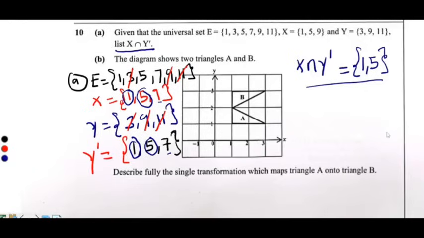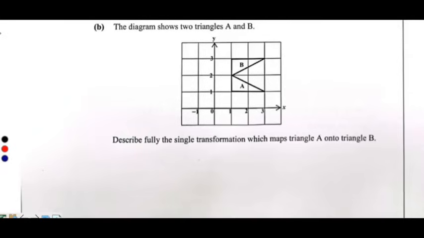Let us now move on to question B. The diagram shows two triangles A and B. So we have triangle A, which is looking like this, right here. I don't know if you're able to see it. Then we also have triangle B, which is looking like this. The question is, describe fully the single transformation which maps triangle A onto triangle B.